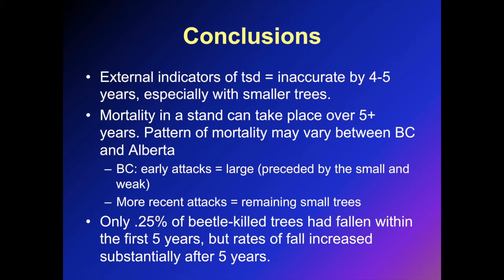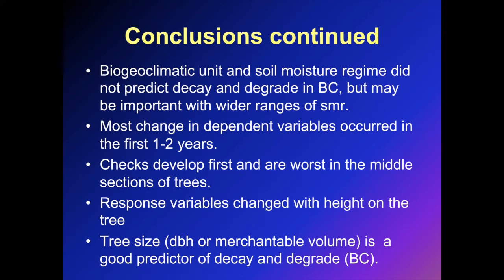Less than 1% of the beetle-killed trees fall within the first 5 years, but rates of fall start to increase substantially after that, at least in the area that we have sampled so far. The soil moisture regime doesn't really appear to have much influence on decay and degrade in BC, but we're seeing that Alberta, being slightly drier, does tend to have some differences in the extent and rate of development of checking.